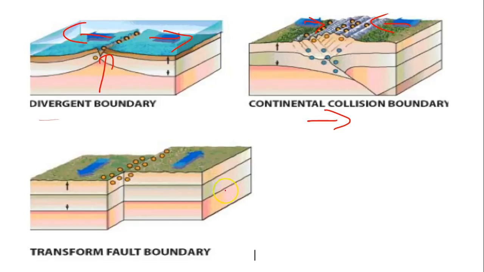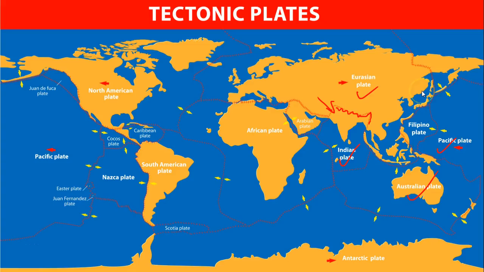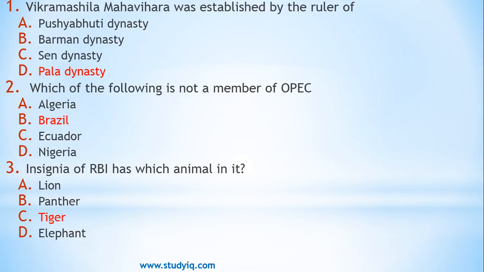And the last one is transform fault boundary. So the one plate going this side, the other one coming this side, many times it is going up and down as well. So these are major tectonic plates around the world. You should go through it, pay attention to it, spend at least 5-10 minutes after it, and try to fix this picture, click this picture in your mind that Pacific plate is touching Filipino plate and Australian plate in this way and this way, and this will help you a lot, because many times you find this sort of questions as well. With this, dear friends, these are your answers: Pal Dynasty, Brazil and Tiger.